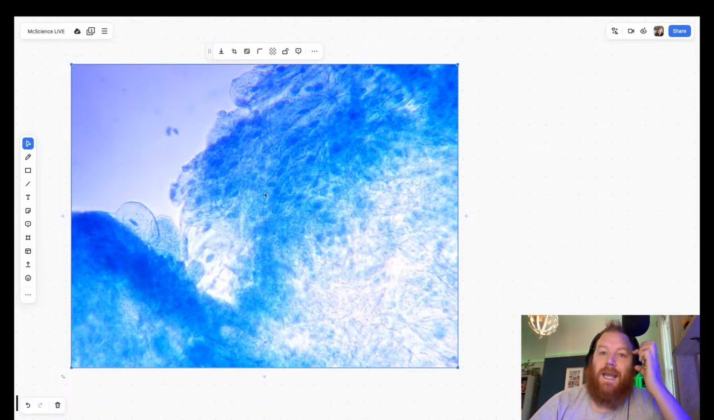And we stained them with methylene blue.